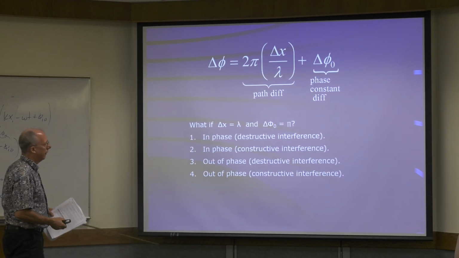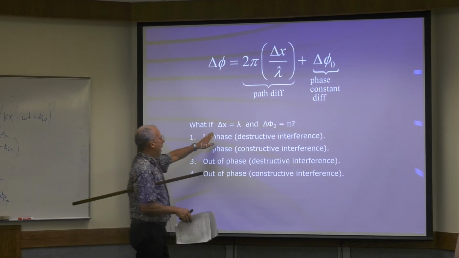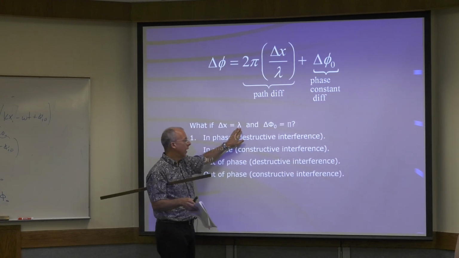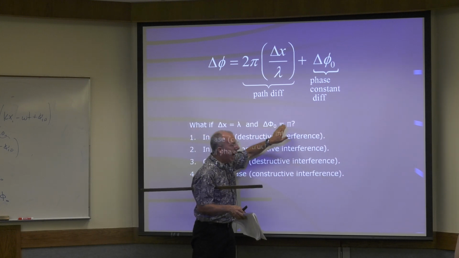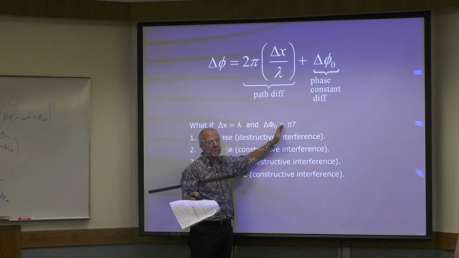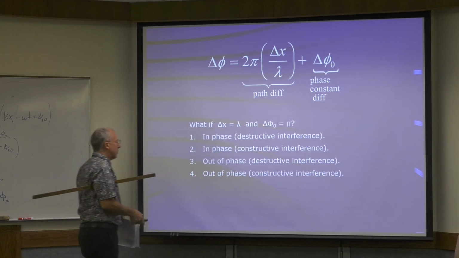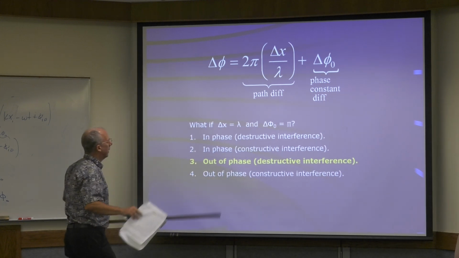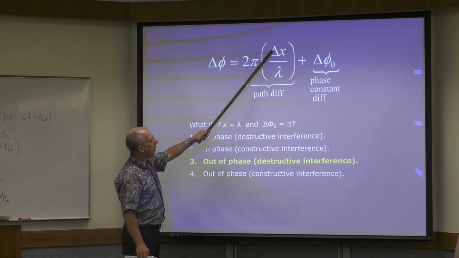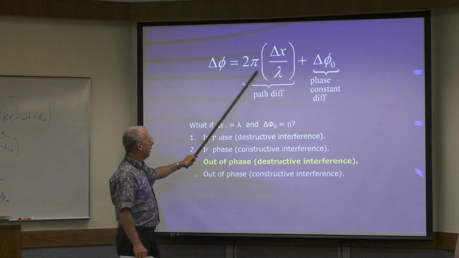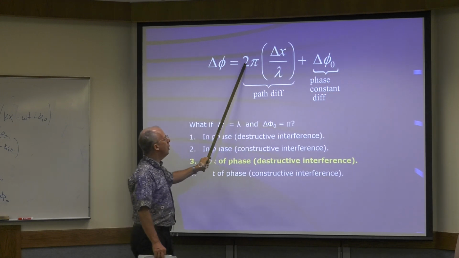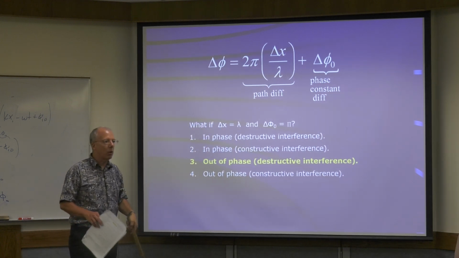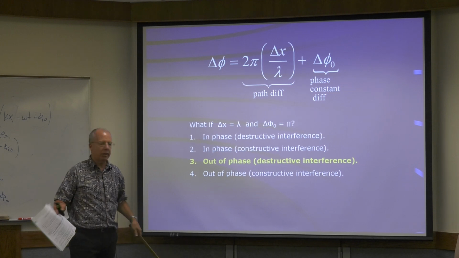Okay, the next one. Again, think about it. The path difference is 1 wavelength, so that means everything's wonderful, it's going to constructively interfere. But if the phase constant is pi, out of phase, destructive. So we know the answer from what we've learned is out of phase, destructive. Now let's use the equation. Delta x is 1 wavelength, so that's 1, so this is just 2 pi. But this is pi, so we have 2 pi plus pi, 3 pi. So the phase difference is 3 pi, which is equivalent to 1 pi, so you know it's going to be out of phase and destructively interfere.